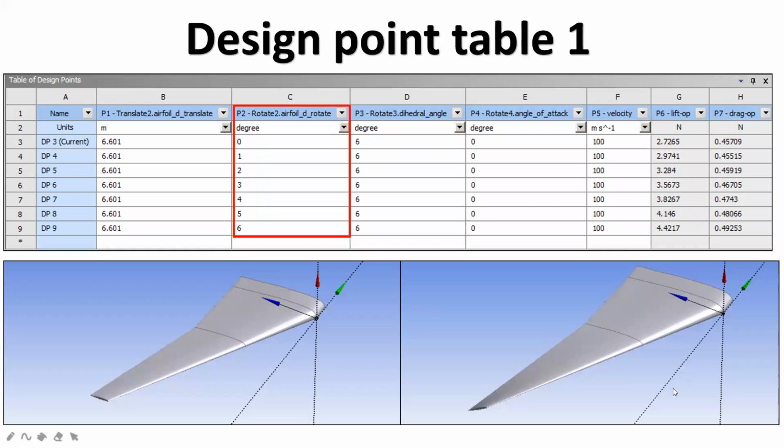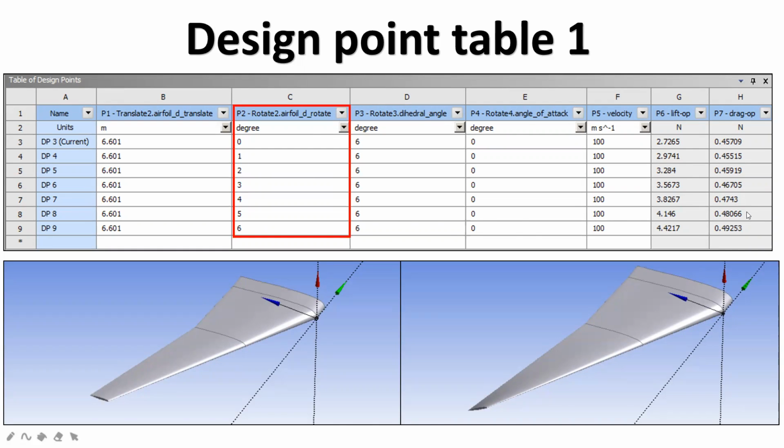So, the design point table. First, the angle D rotate. This is the airfoil D and it is rotating. This is the extreme case of 45 degrees, but we have rotated it from 0 degrees to 6 degrees, and we have seen what changes it brings to the lift and the drag. So these are all the parameters that we have set. These are the input parameters. We have taken airfoil D translate, airfoil D rotate, dihedral angle, angle of attack, and velocity as input parameters, and we have used lift and drag as output parameters.